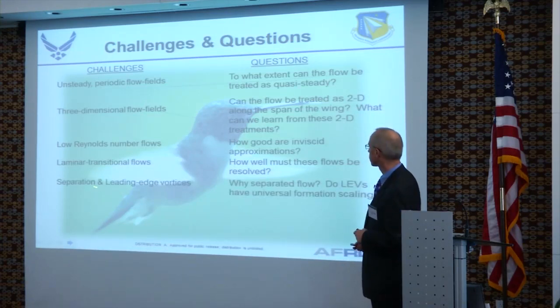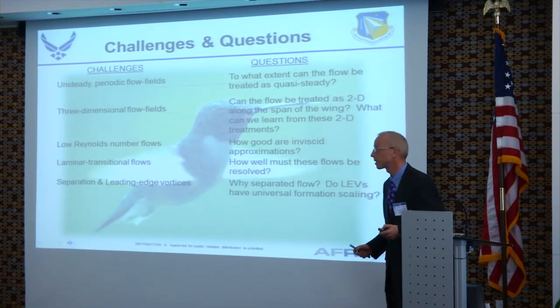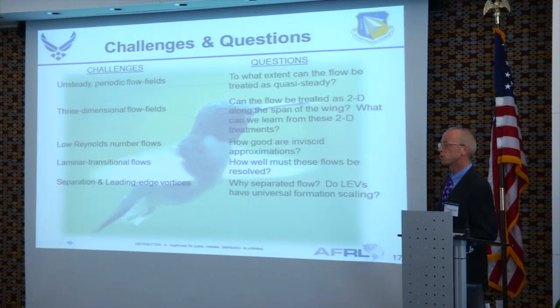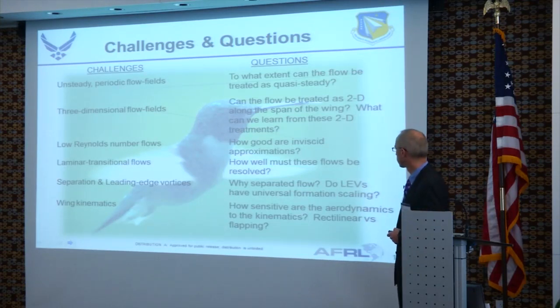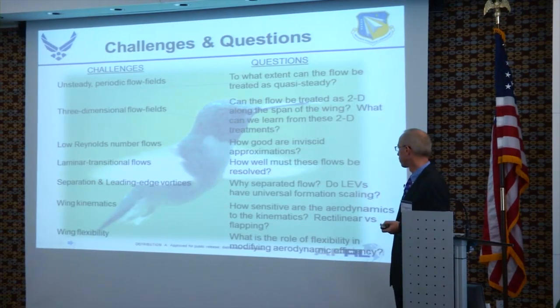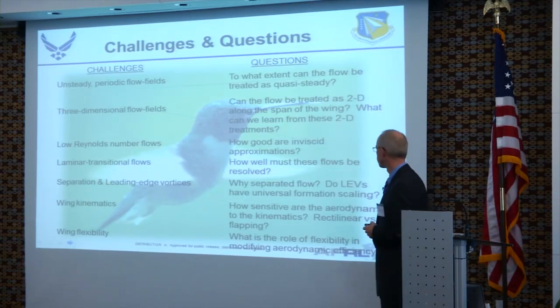You're going to see that there tends to be separation in what are called leading edge vortices. These are very important to the generation of lift, particularly for insects. So what is the role of those, and is there some sort of universal behavior? And then wing kinematics: how important is the kinematics? Can we extract some information by using simpler kinematics? And then finally, wing flexibility. What is the role of that in driving the aerodynamic behavior?